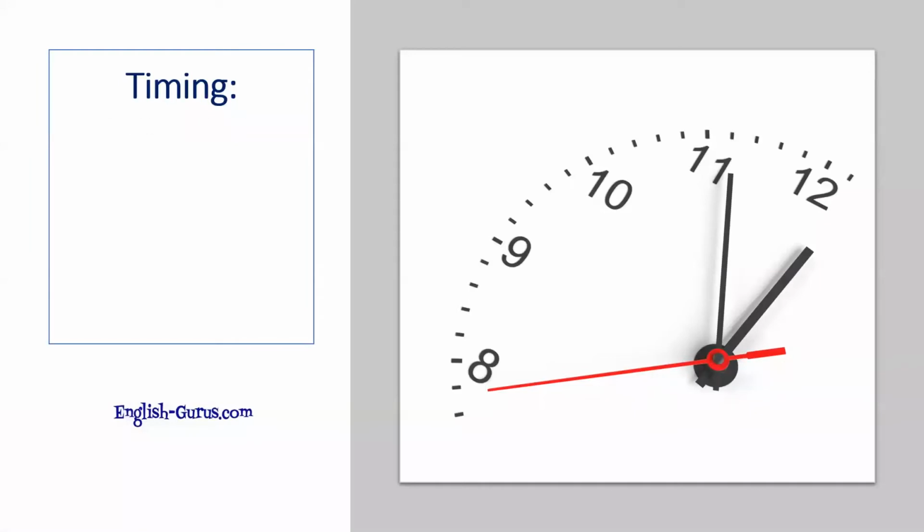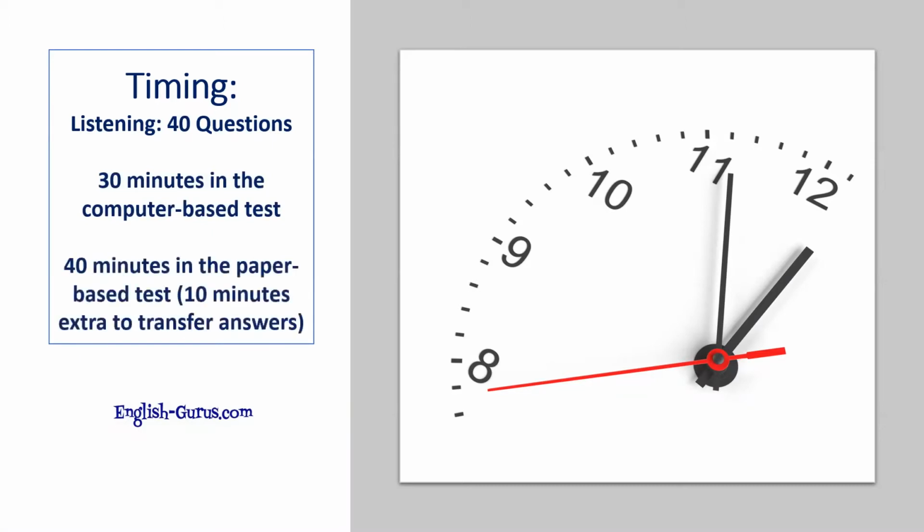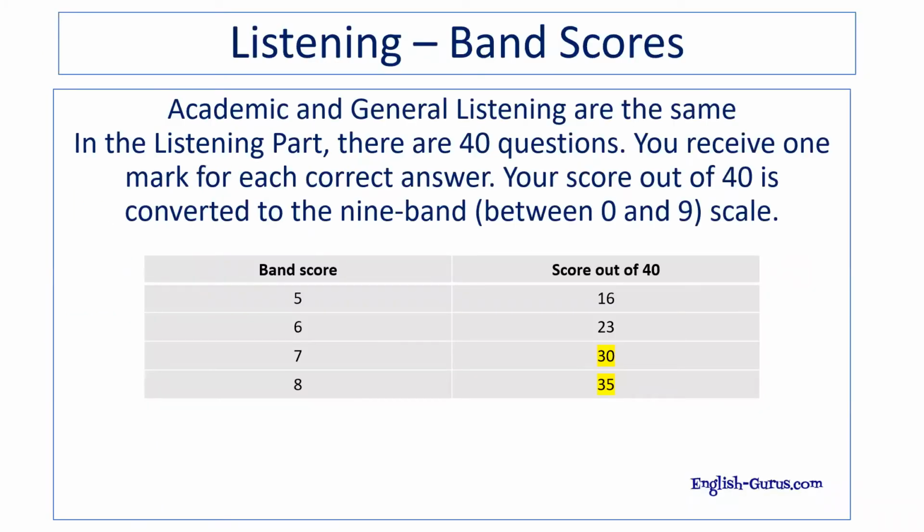The timing for IELTS listening: 40 questions, 30 minutes in the computer-based test, 40 minutes in the paper-based test. Why? Because in the paper-based test, you have those extra 10 minutes to transfer your answers to the answer sheet. Regarding band scores, academic and general listening are exactly the same in terms of how your marks are calculated.